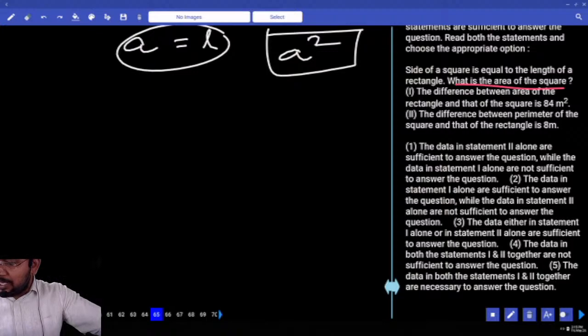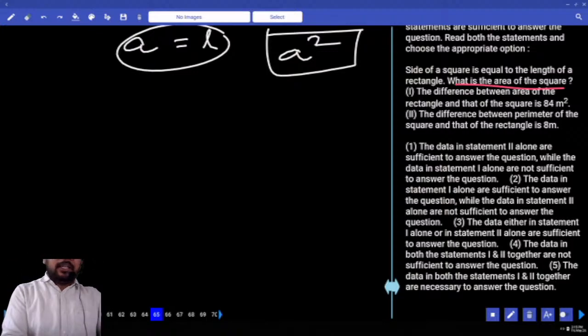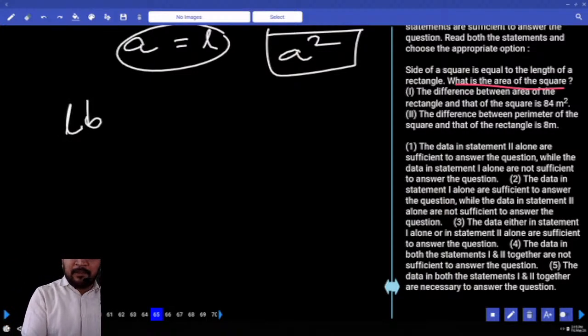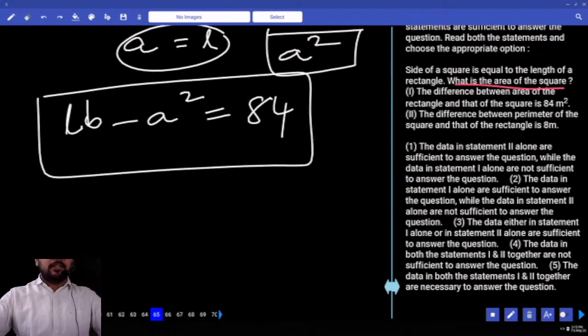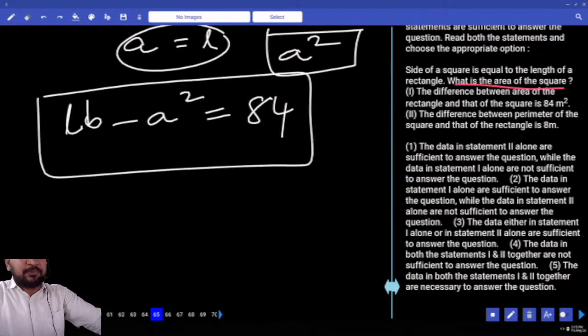Now see the first statement. The difference between the area of the rectangle and the area of the square. Area of the rectangle is nothing but LB, minus area of the square, A squared, is equal to a value. Is it possible by using only the first statement? No, because we don't know the area of the square. We don't know A. We don't know L.